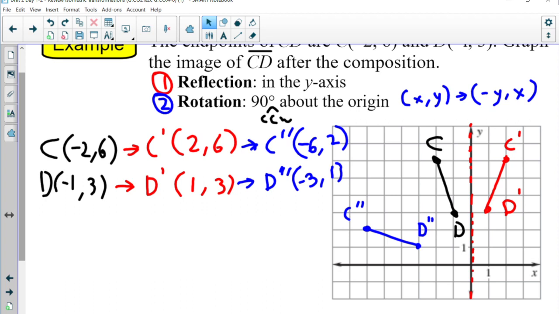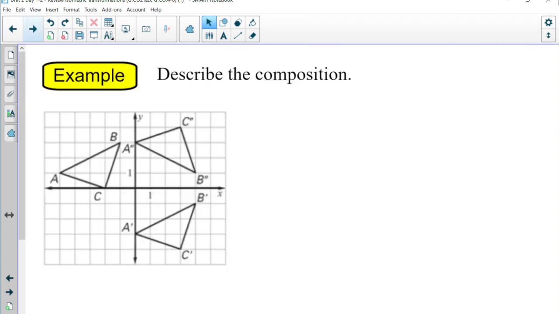Now, let's look at one where the transformations are done for us and we need to describe them. So first question is, how do we know which shape is the original, which shape is the first transformation, and which shape is the second transformation? And hopefully we remember that we are going to check the primes. We're checking the primes. So this is my original shape right here, A, B, and C.